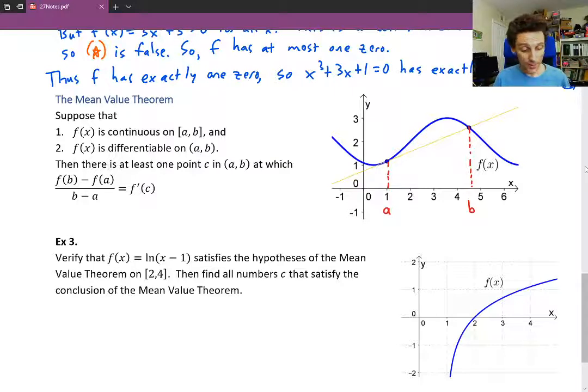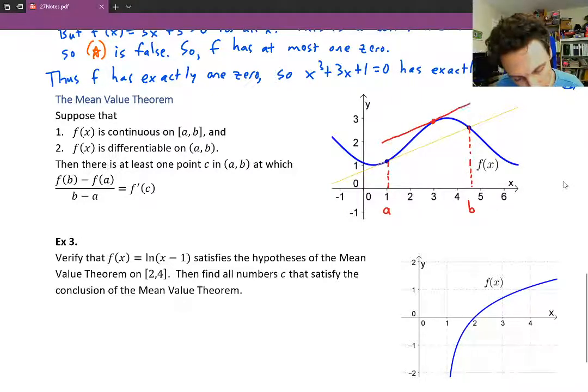All right, so what the mean value theorem says is that if you look at the slope of the secant line, so the slope of the line going through those two dots, then somewhere on the interval from a to b, there's got to be some place where the slope of the tangent line is equal to the slope of that secant line. Maybe that happens right around here. If you look at the tangent line going through that point, notice that the slope of that tangent line is the same as the slope of the secant line.